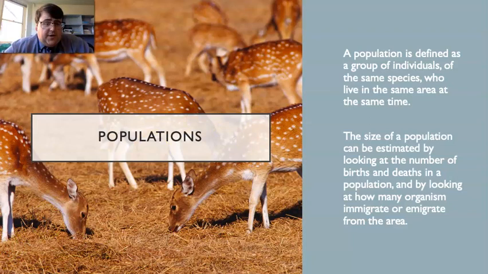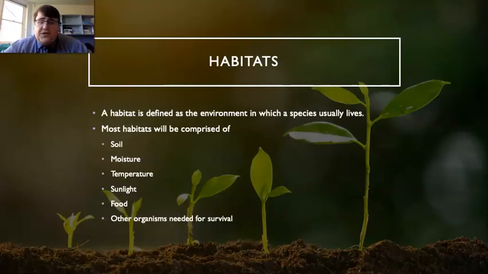You don't look at it in Year 10, but you will know that formula later on in life, or in Year 11 and 12 if you do continue with biology studies. Continuing our definitions, habitats. This is defined as the environment in which a species usually lives. Most habitats are going to consist of soil, moisture, temperature, sunlight, food, and other organisms to help survive.